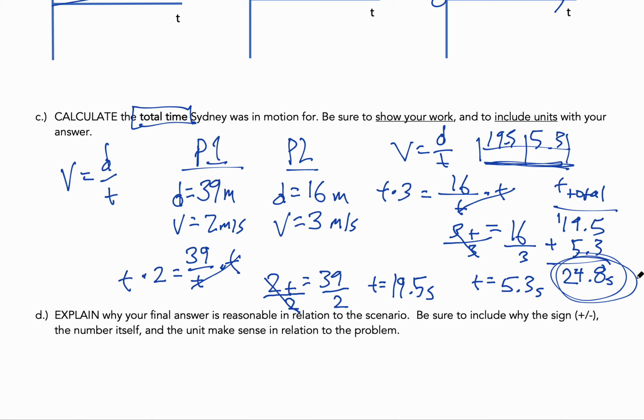You know, when's the last time you had somebody say, oh, I'll be there in 24.8 meters, right? That wouldn't make a whole lot of sense, or 24.8 meters per second. Seconds would be the only thing that makes sense for our unit here, and it makes sense that we would take longer than 19 and a half, longer than 5.3, because that's only part of the trip, so together we'd have to add them up to get our final answer.